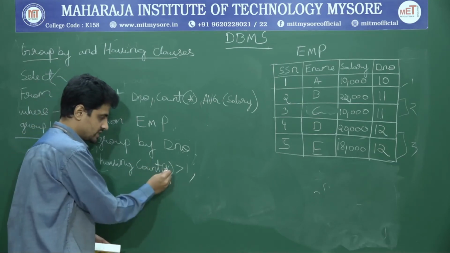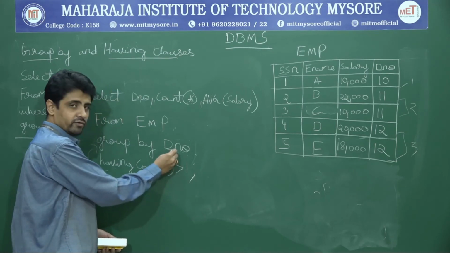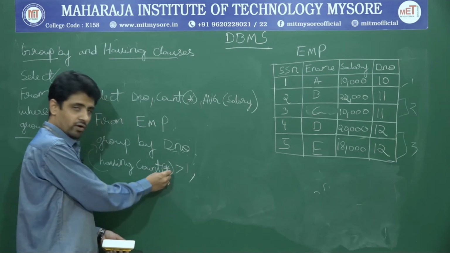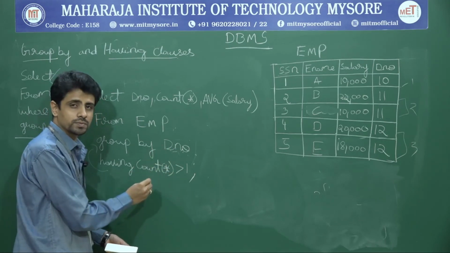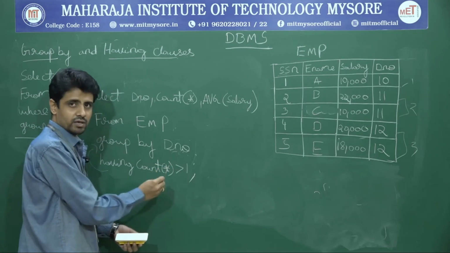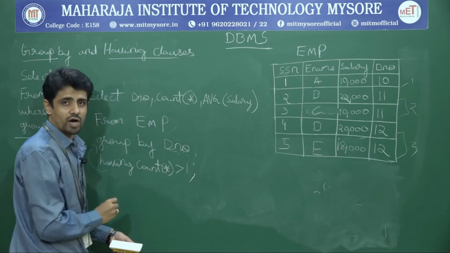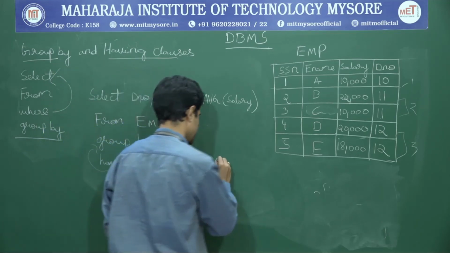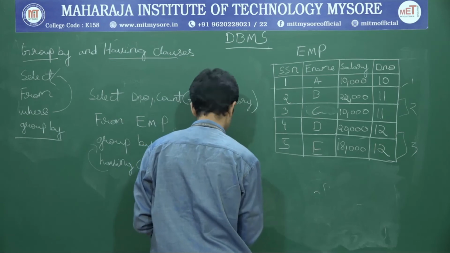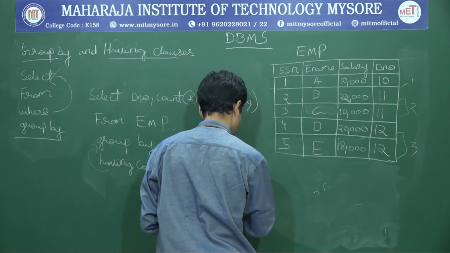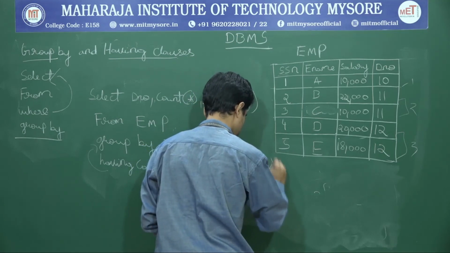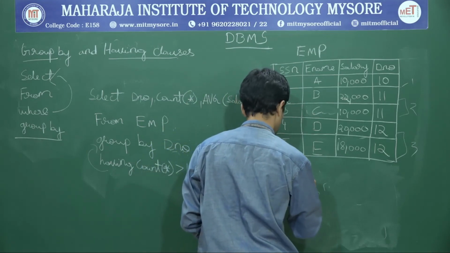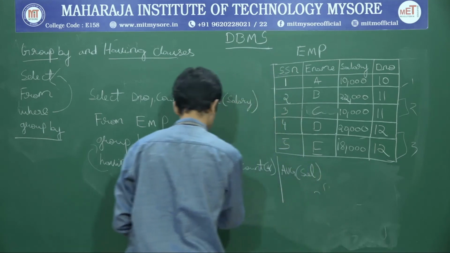Star indicates whatever the attribute you have used here, the same thing. So count star says to count the number of values present in each group. If it is more than 1, only then select the output. Okay, let's see how the output looks like in this case. Department number, count star, average salary.